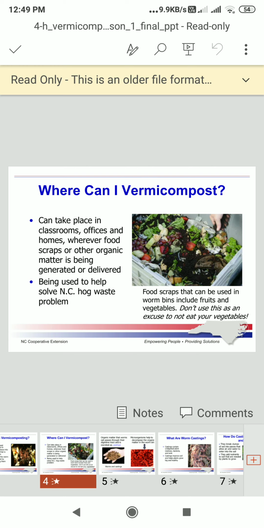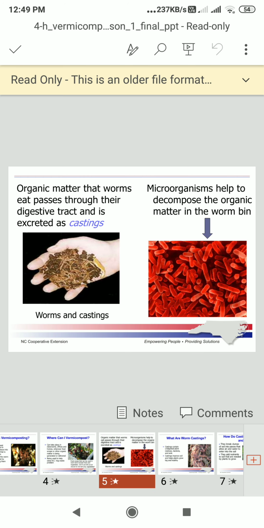Where can we do vermicomposting? It can take place in classrooms, offices and homes, wherever food scraps or other organic matter is generated or delivered, and it is being used to help solve waste problems. The organic matter in the worm's bin passes through their digestive tract and is excreted as castings, and the microorganisms help to decompose the organic matter in the worm's bin.